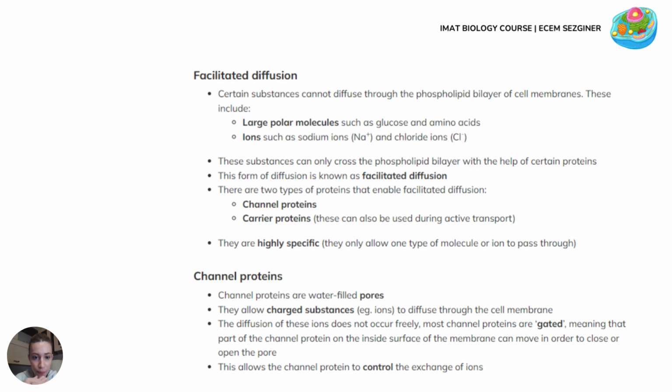So the part of the channel protein on the inner surface of the membrane can move in order to close that pore, and when it's necessary it's going to get opened, so it gives the control to the cell whether to transfer that ion or not. By keeping the gates of those proteins closed, we can control whether we want to transfer them or not.